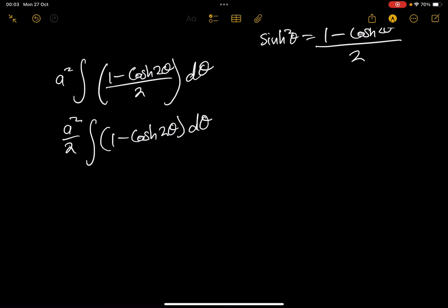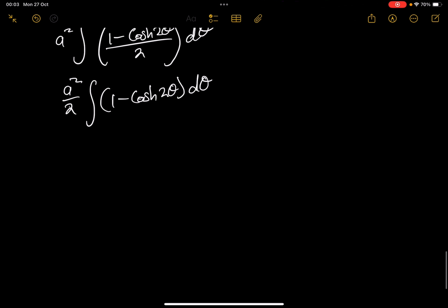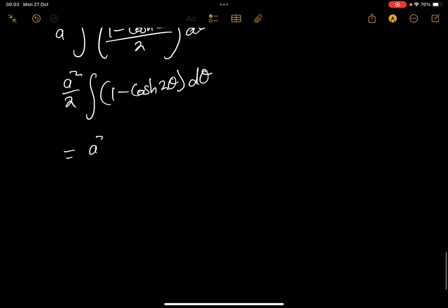Right? So this is where we are. So now our task is to evaluate the integral of this. So this is going to be a squared over 2. Then we need to evaluate the integral. So you need to remember the integrals of all trigonometric functions especially, so that you can be able to work this through.